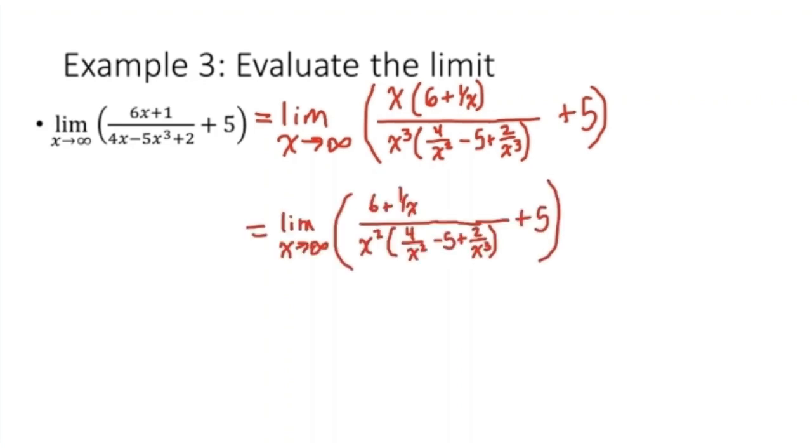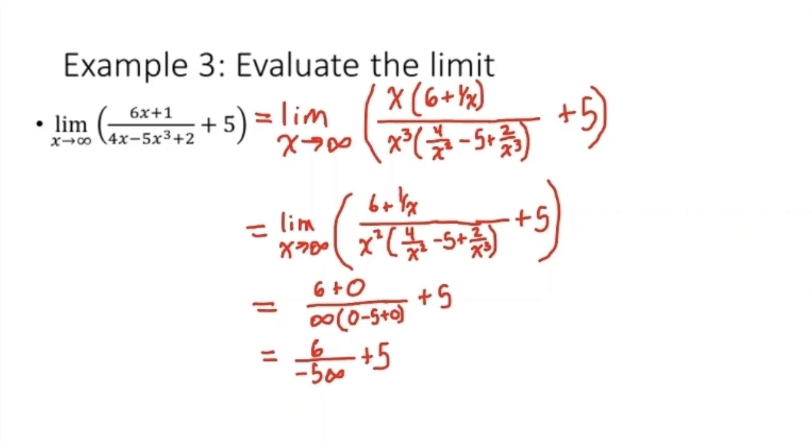Now we can evaluate the limit of each term that is making up our function. The limit of 6 is 6. The limit of 1 over x is 0. The limit of x squared, since x is approaching infinity, x squared will also approach infinity. And 4 over x squared minus 5 plus 2 over x cubed would approach 0 minus 5 plus 0. The 5 at the end will approach 5. Now we can do the addition and subtraction in the rational part, and we get 6 over negative 5 times infinity, plus 5, which is 6 over negative infinity plus 5, which is 0 plus 5, which is 5. So our limit as x approaches infinity of our function is 5.